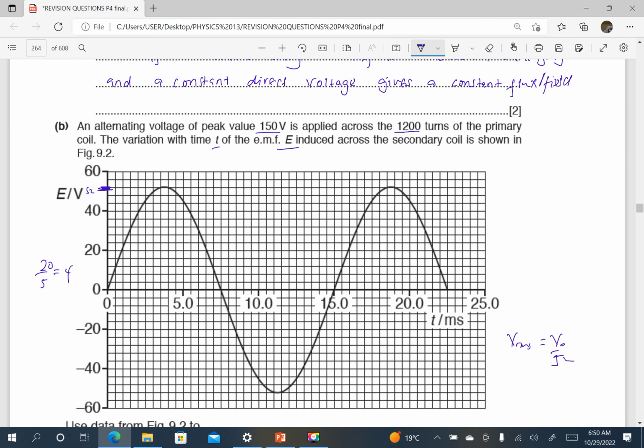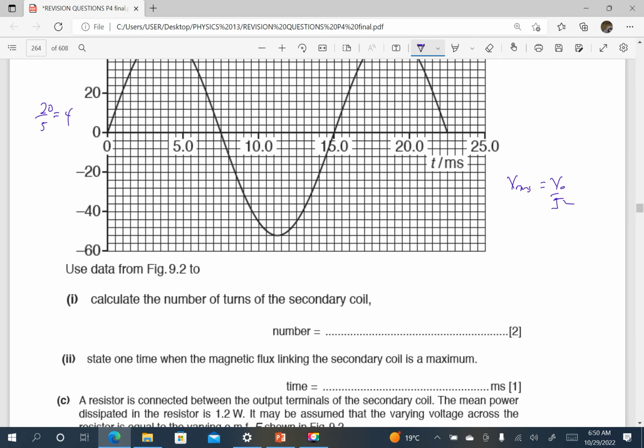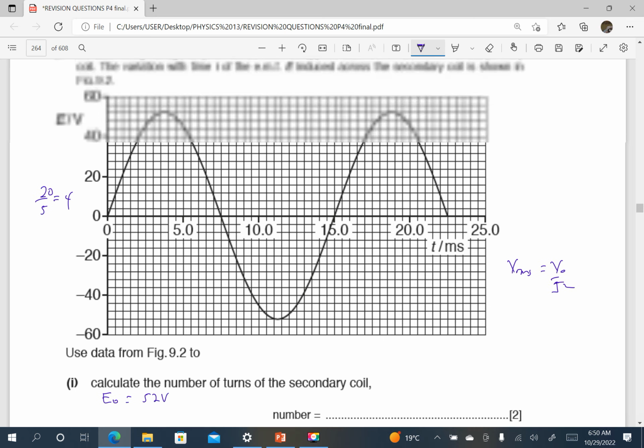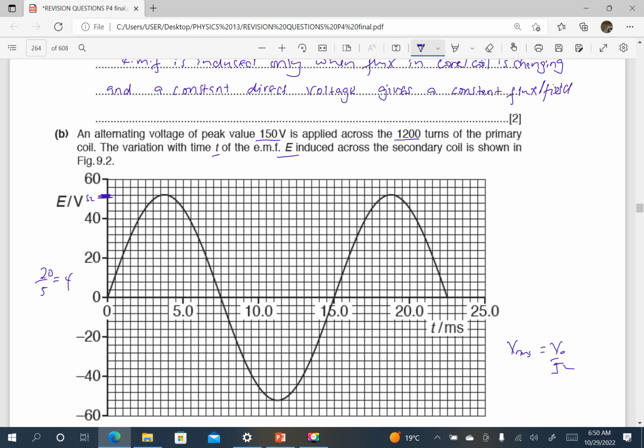They have given us the peak value of alternating voltage, 150 volts, applied across the primary. So they have given us peak values. Calculate the number of turns of the secondary coil. We can still use peak values, there is no problem. Since we have seen that the peak value of EMF, I will call it E naught, is 52 volts. I will simply use the peak value because they've also given us the peak value of the primary. This is the peak value of the secondary because it is the output voltage.